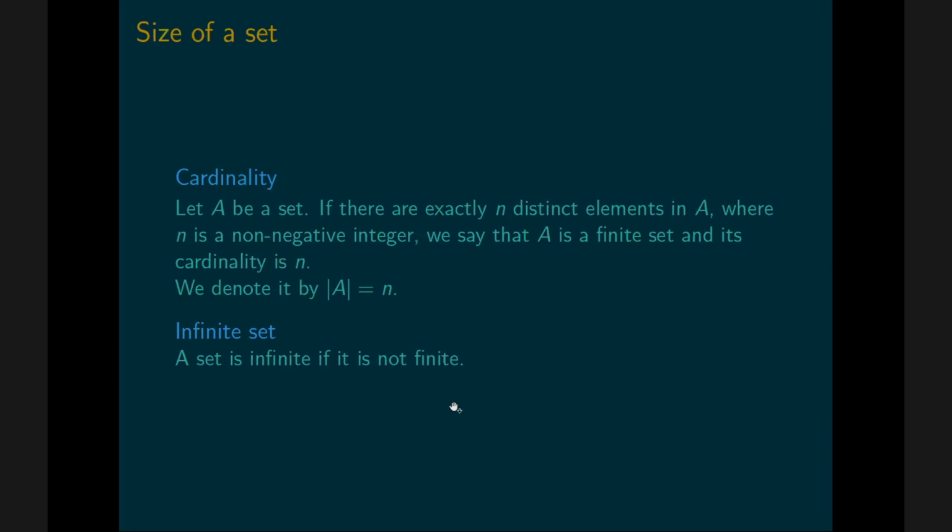Now, the cardinality of a set is the number of elements in this set, the number of distinct elements. If n is a non-negative integer, and we denote the cardinality by this vertical bar notation, like the absolute value of A, so the cardinality of A is n. If n is an integer, then we say that the set is finite. If a set is not finite, then it's infinite.